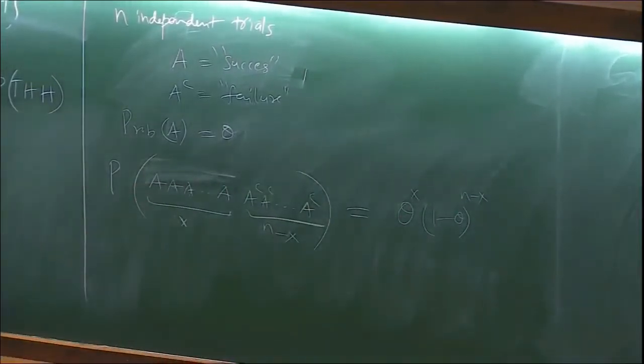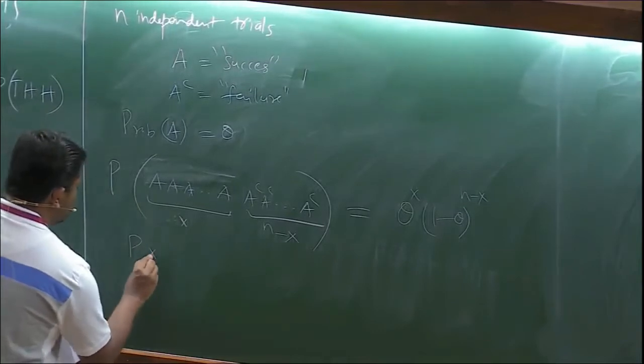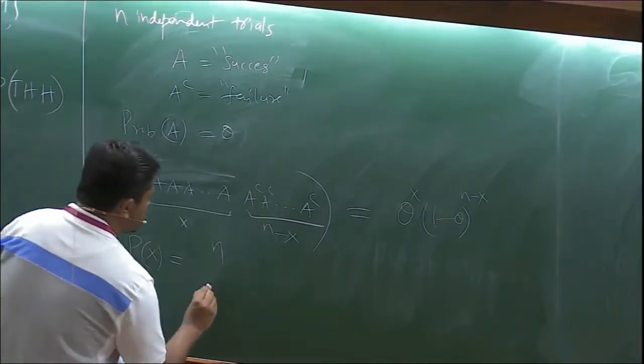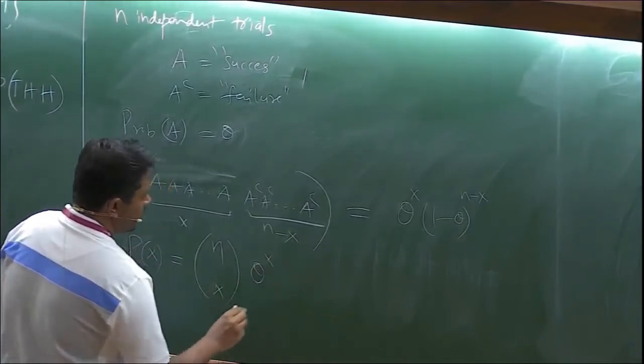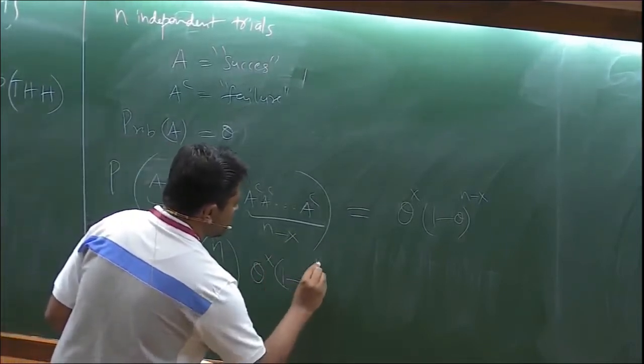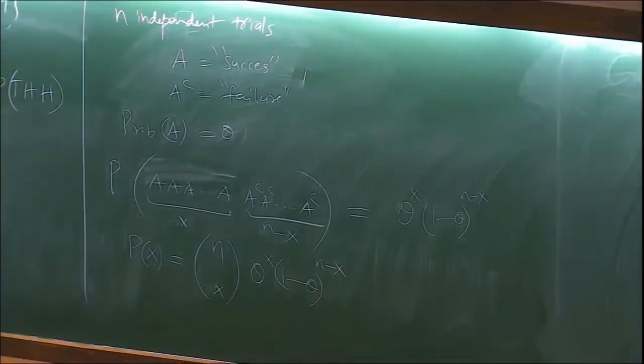But how many such events are compatible with the condition that there are x successes? Basically, you have to choose something. So nCr, right? So the probability of getting x successes is n choose x, times theta to the x, times 1 minus theta to the n minus x. So that's your binomial distribution.